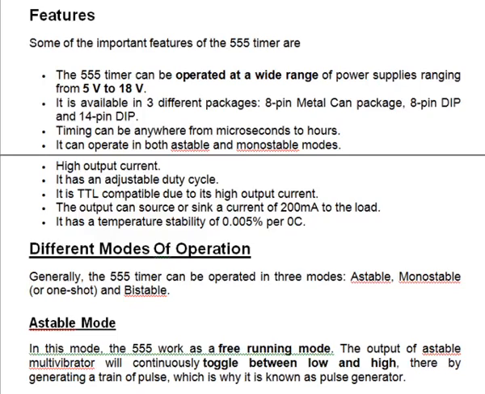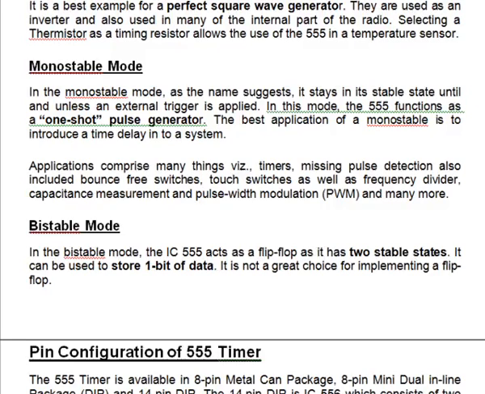The output of an Astable multivibrator will continuously toggle between low and high, thereby generating a train of pulses, which is why it is known as a pulse generator. It is the best example of a perfect square wave generator. They are used as an inverter and also used in many internal parts of the radio.